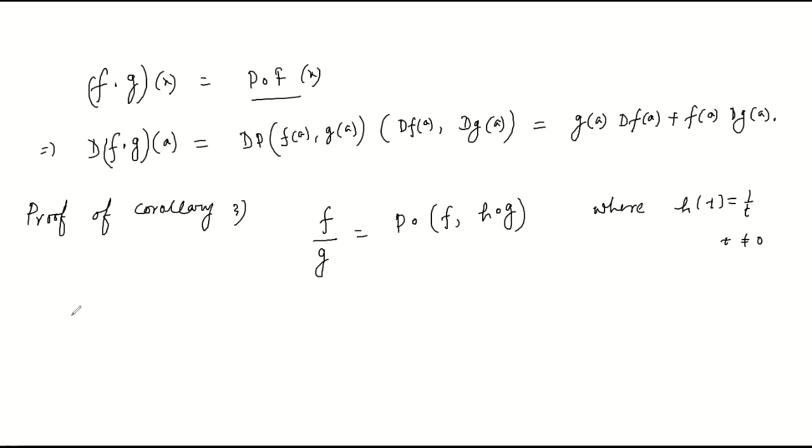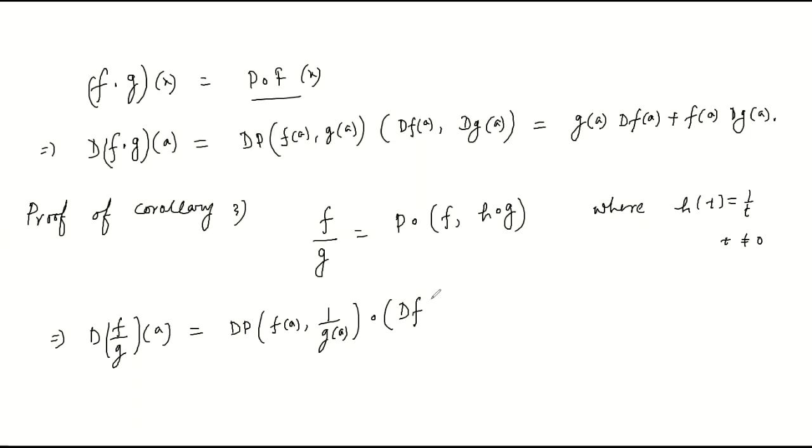Again applying the chain rule, we have the derivative of f over g at the point a equal to the derivative of P at the point (f(a), h of g of a), where h of g of a is 1 over g of a, composed with (derivative of f at the point a, derivative of h composed with g at the point a), and that is equal to minus the derivative of g at the point a over g of a squared.